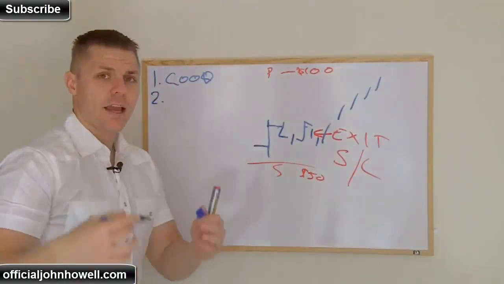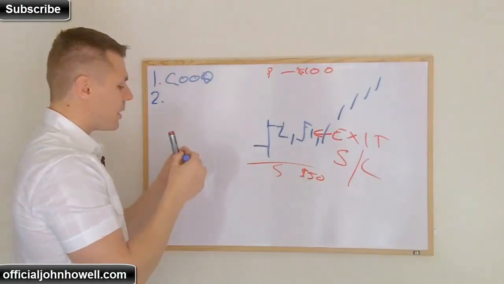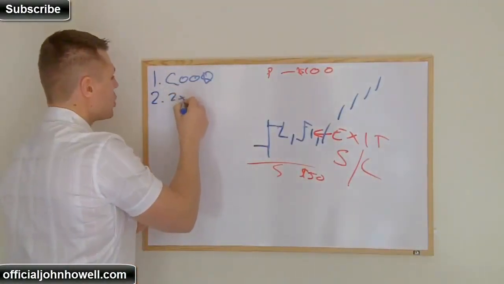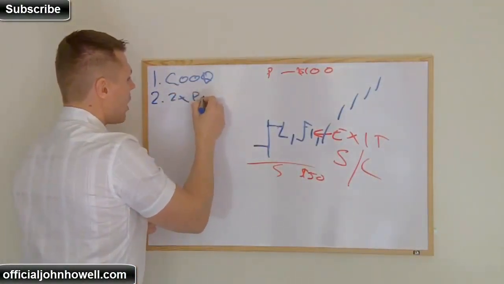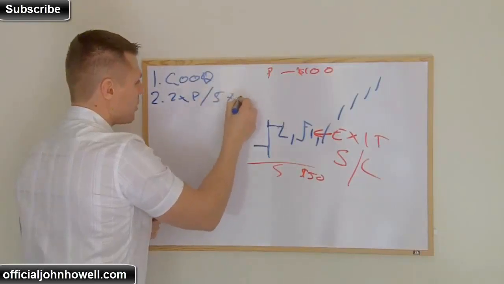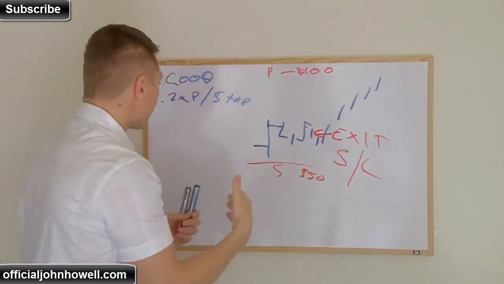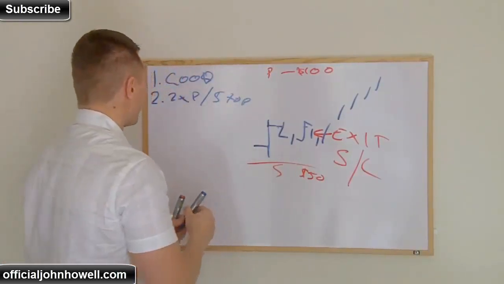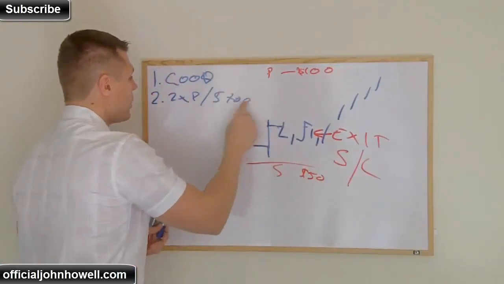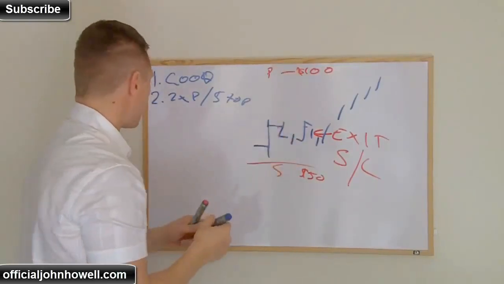Second thing, as we talked about before, we need to have at least 2 times profit, then stop. Okay? 2 times profit, then stop. Are you with me so far? I hope this is really helping you out here. So 1, we need to have a good trading system. 2, we need to have 2 times profit to that stop.